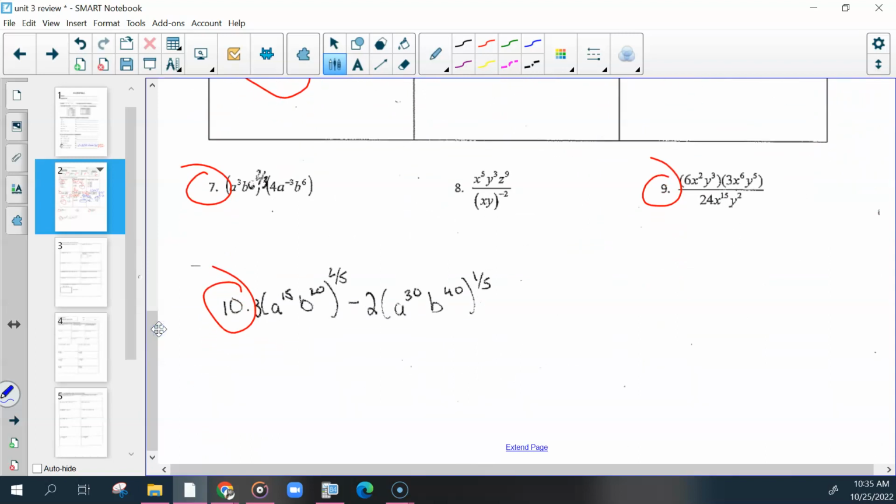For 7, we have this fraction exponent. If it were any other number, what would we do first? If it wasn't a fraction and it was just a number outside of those parentheses, what would we be doing with it? Multiplication. Same thing.